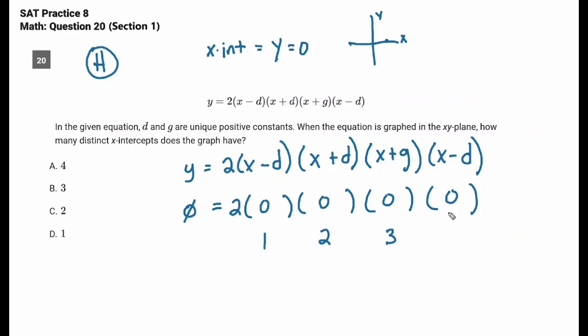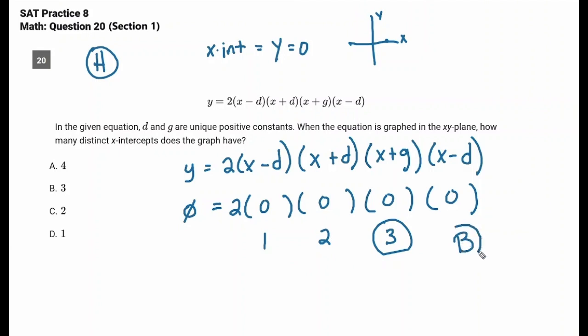X minus d can be 0, but you already did it, and it says unique here, it says distinct here. So how many distinct, unique times can you make a 0 in here to get y equals 0? And the answer is 3. So the answer is B.